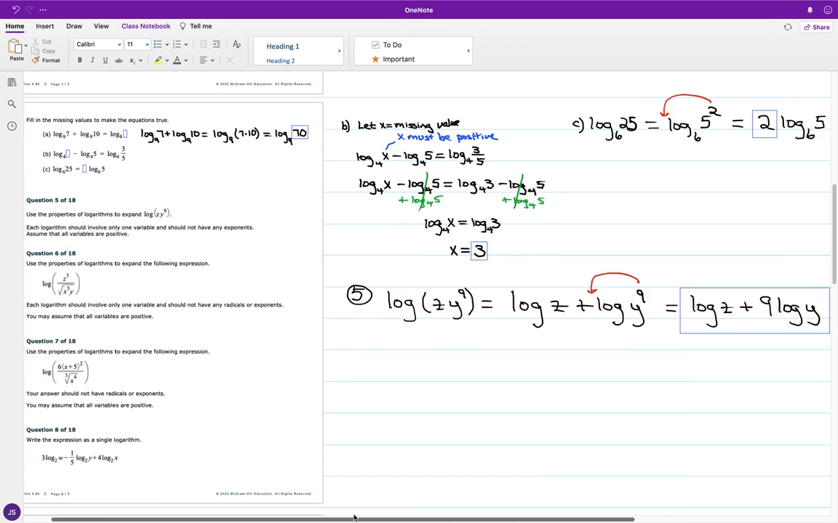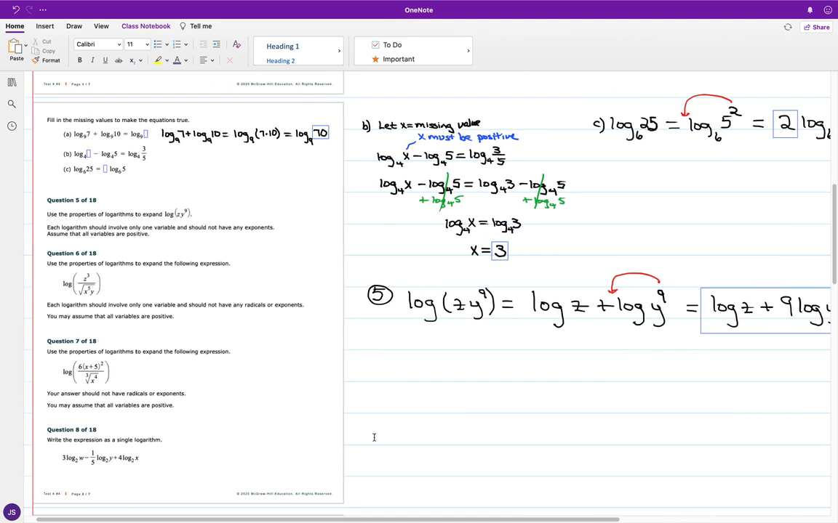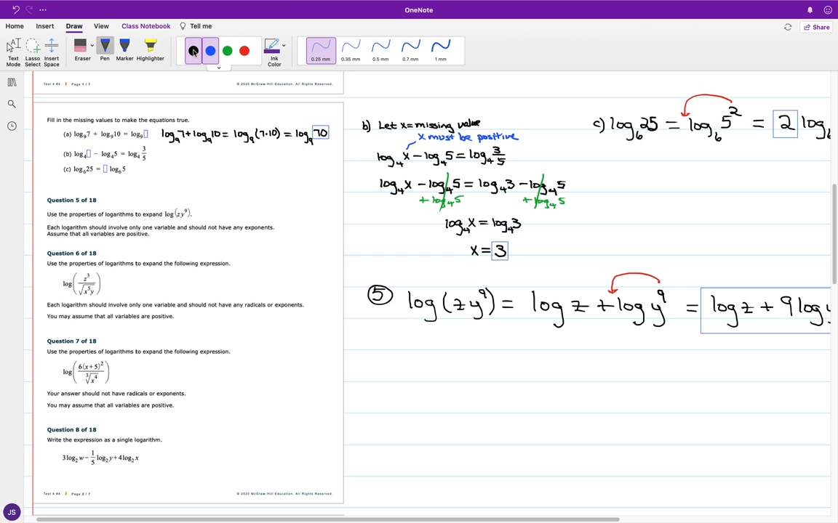Alright. Now for what we have in the case of number 6, this one is a different one with its own special twist. So we have another base 10 logarithmic term, and we have z to the 3rd, and we have all over the square root of x to the 5th times y.